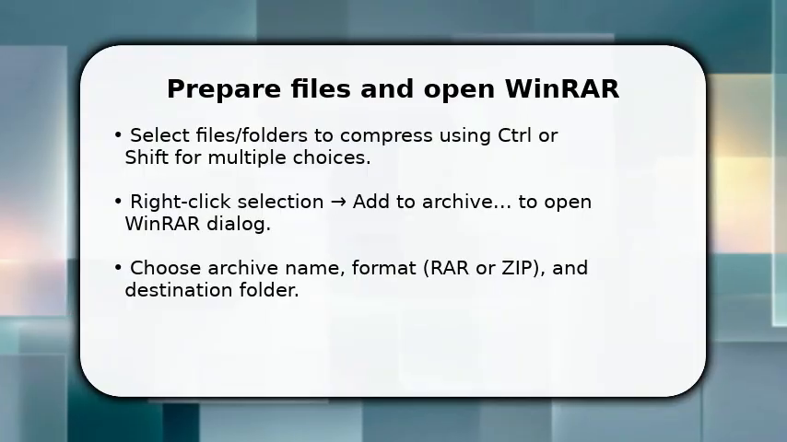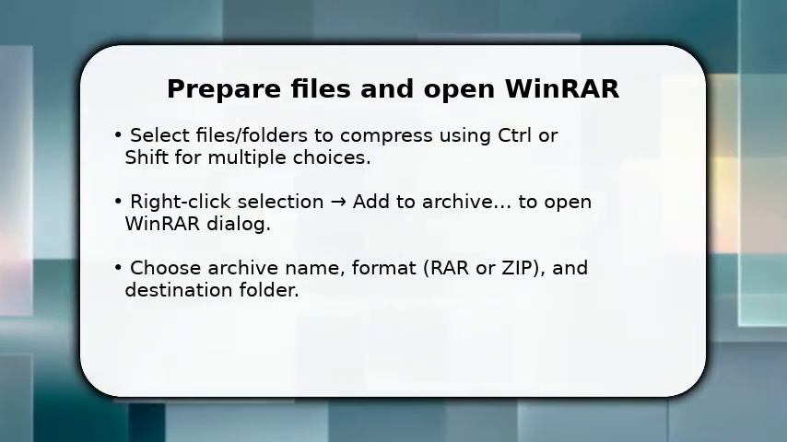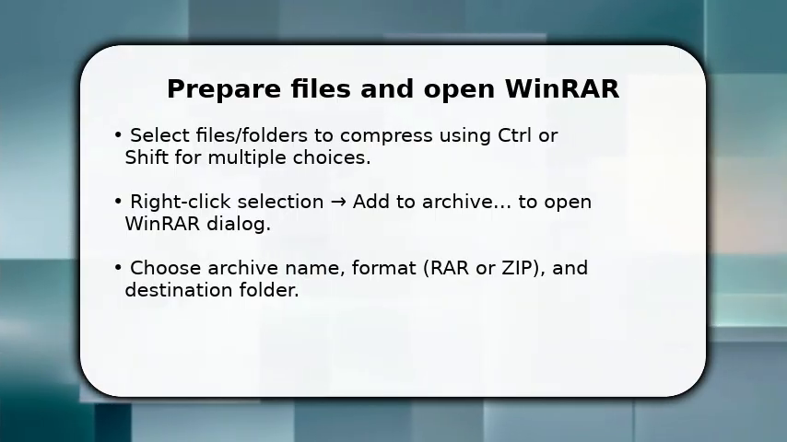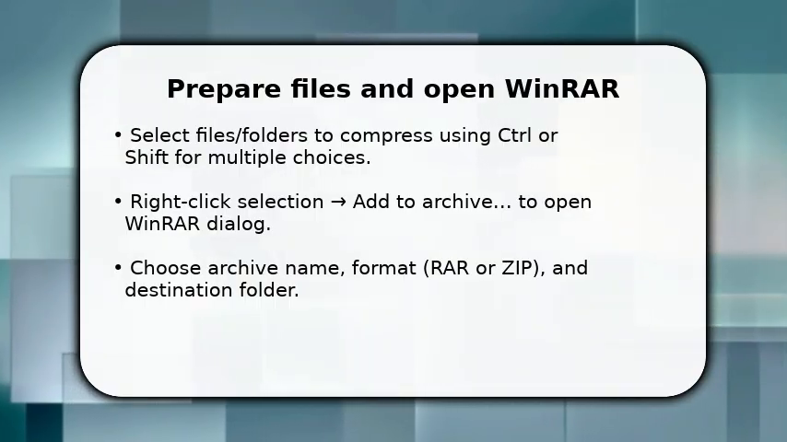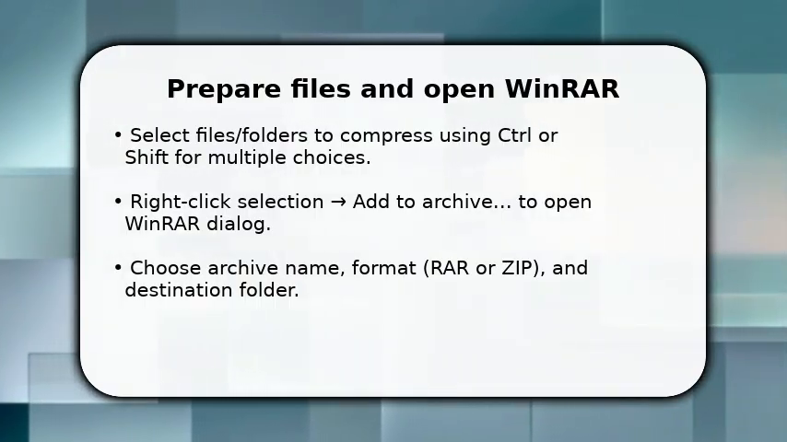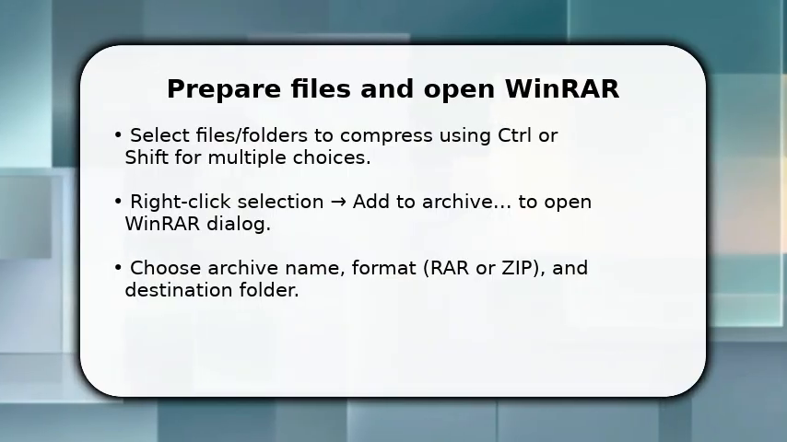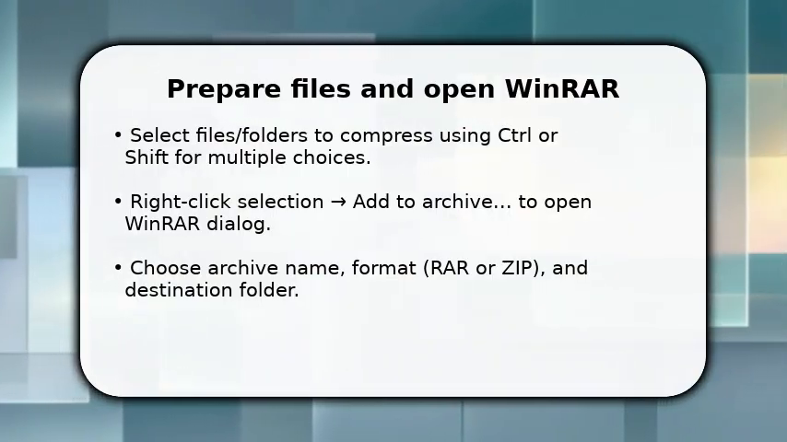You start by selecting the exact files you want to compress. This reduces clutter and avoids large temporary archives. Once selected, right-click and choose Add to Archive so WinRAR opens the archive dialog. This is where you control everything.